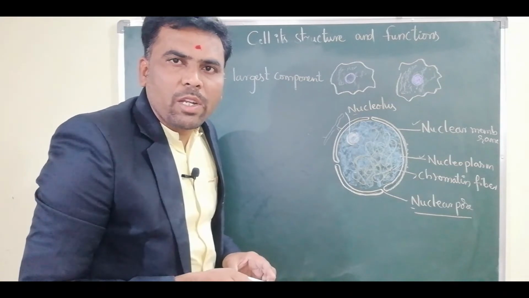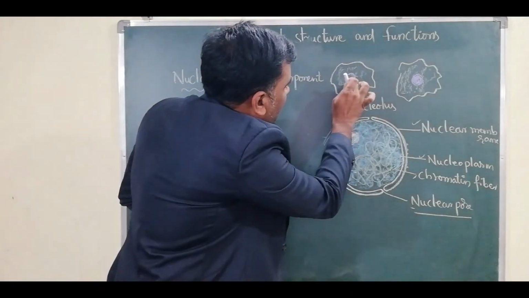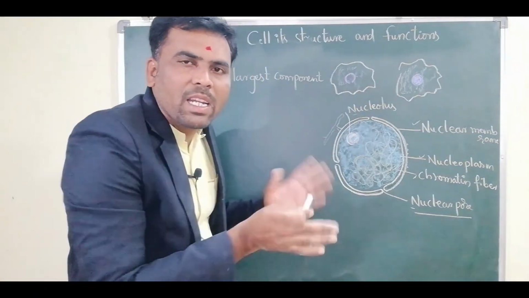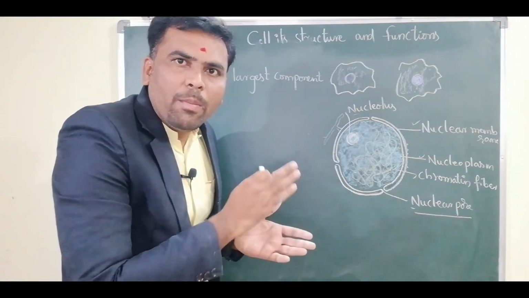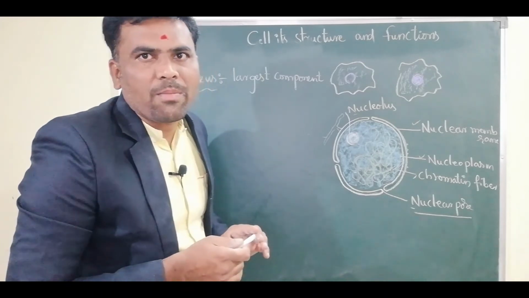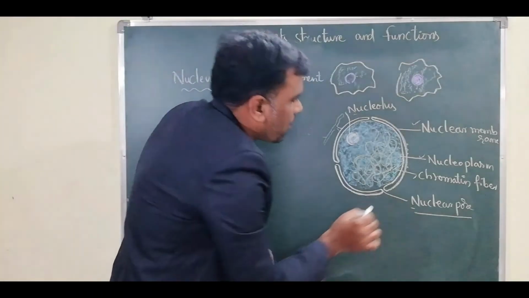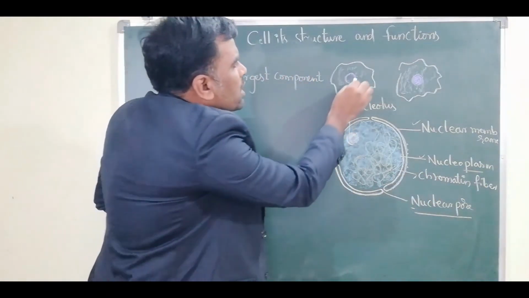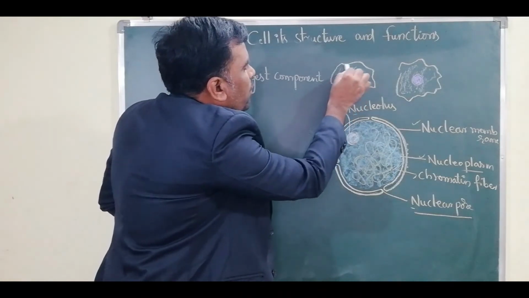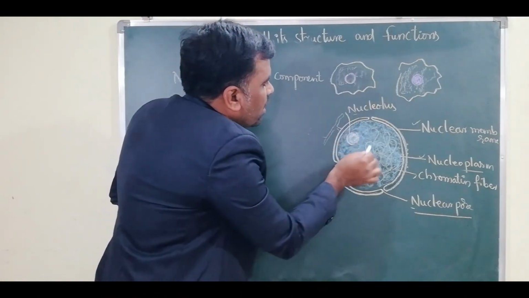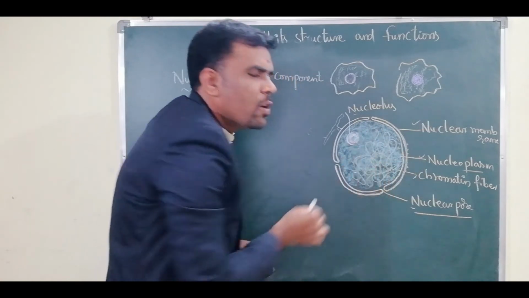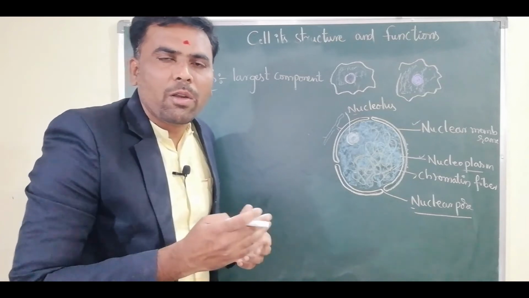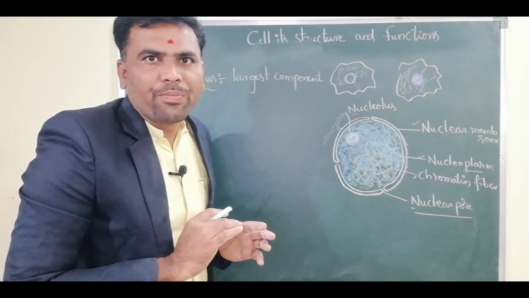What is the use of this nuclear pore? The nuclear pore helps in exchanging information from the cytoplasm to the nucleoplasm. Materials are transported between the nucleoplasm and the cytoplasm with the help of the nuclear pore. Next, what is nucleoplasm? The fluid present in the cell is called cytoplasm. The fluid present in the nucleus is called nucleoplasm. So both are different.